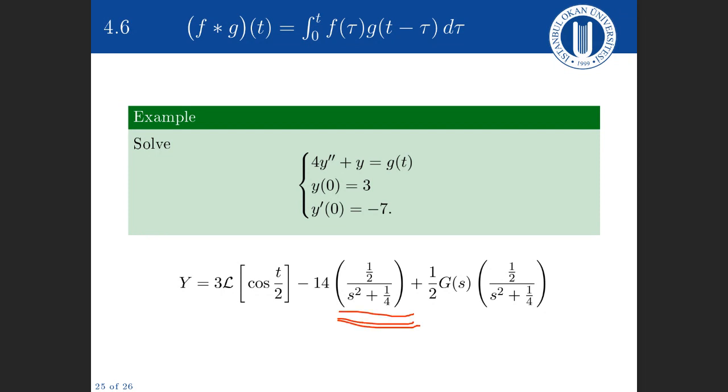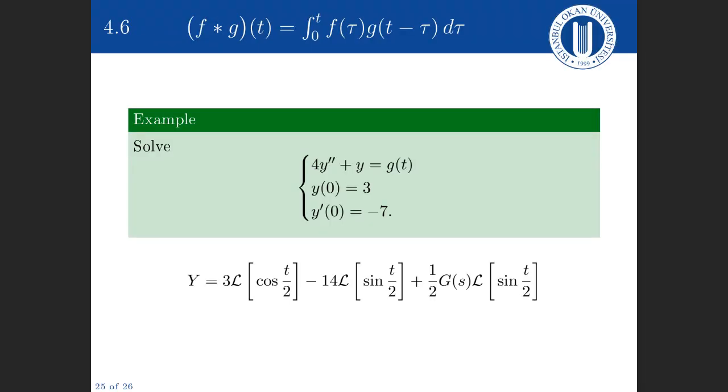What does this look like? That's the Laplace transform of sin t over 2. And then again, in the final bracket, we can replace a half divided by s squared plus a quarter by the Laplace transform of sin t over 2.